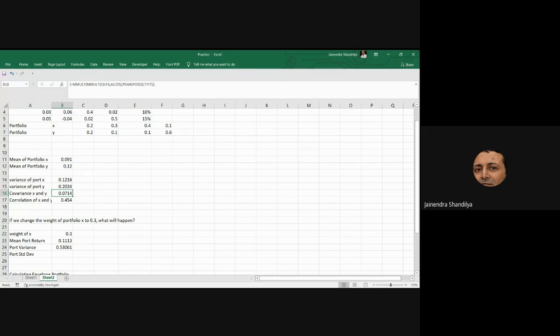So I got portfolio variance as 0.5361. Or did I? No, I need to multiply with the covariance also, and then enter. Yeah. So I got portfolio variance at 0.140598, and standard deviation at 37.49%. So just check whether you also get the same variance and standard deviation.